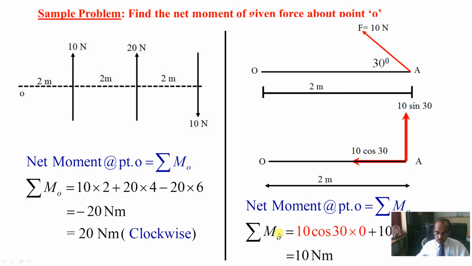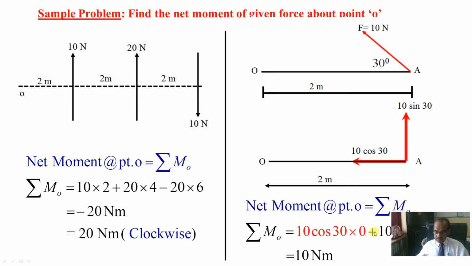So now if you take this moment of this force about O, you will find this 10 cos 30, according to principle of transmissibility, if you see the line of action, it will exactly pass through this point O, and that's why moment of this 10 cos 30 component about O will become 0.